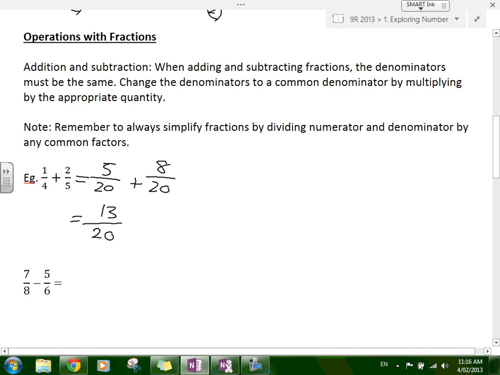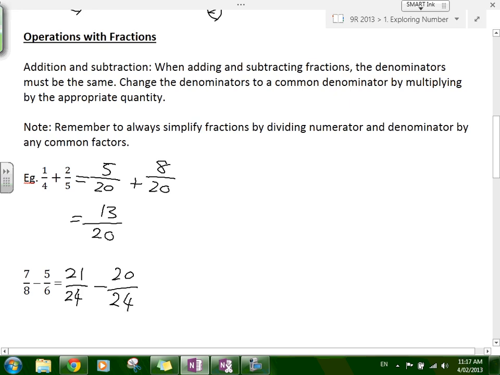So 6 goes into 24, 8 goes into 24. There's no lower number which both 6 and 8 are a factor of. That's the idea of the lowest common multiple: what multiple of both these numbers is the lowest. How do I get from 8 to 24? Times by 3. So that's 21 over 24. Minus, how do I get from 6 to 24? So it's going to be 20 over 24.